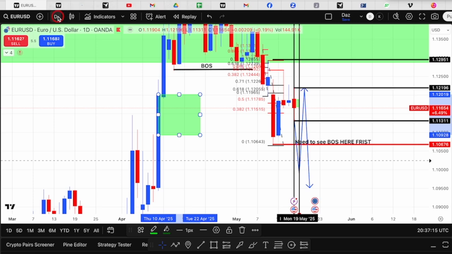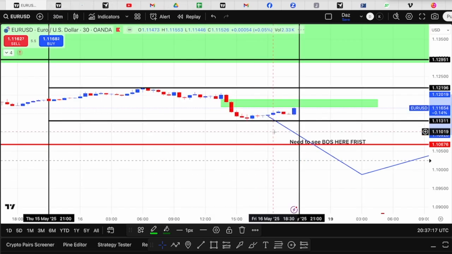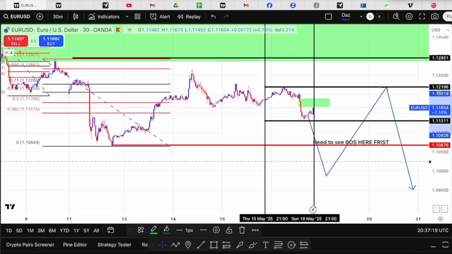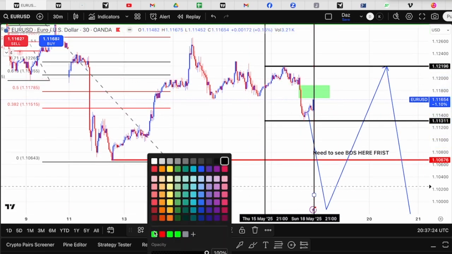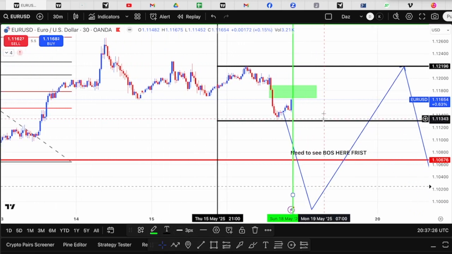So we jump down to the 30 minute. Now as you can see, we change this line to green. Forgot to do that. Okay, so this is what we're going to be looking at after this. All this area is going to be the start of the next day, which is about half an hour's time. So this will get filled up here.